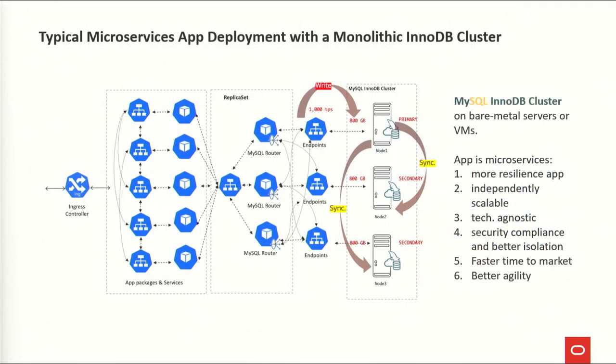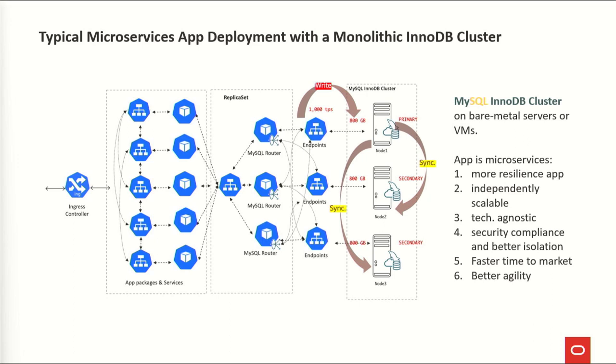Now, this is a typical deployment that I see in many customers currently using microservices. They slice up the applications and run them in Kubernetes as microservices, and they provide various services to access the microservices running behind, and we need an ingress controller for external traffic to come into Kubernetes to access the application service. To provide high availability, we can deploy InnoDB Cluster. In this example, the InnoDB Cluster is deployed on VM or bare metal as a monolithic database.